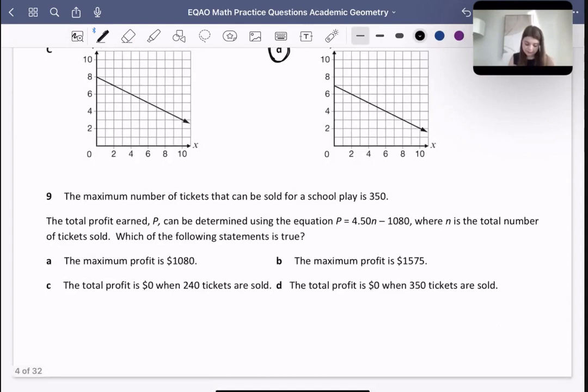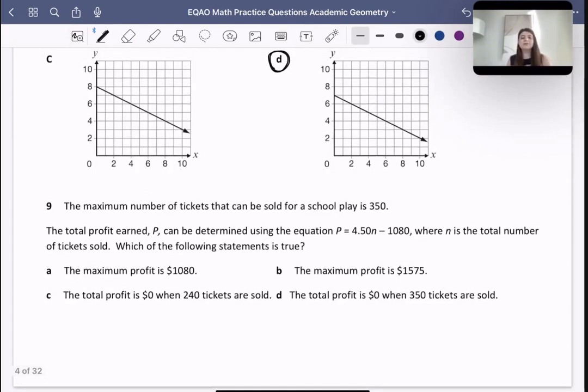Good. All right, let's go to number 9. Number 9 says the maximum number of tickets that can be sold for a school play is 350, right? Maybe there's only 350 seats in the gym or the theater room or whatever it is, so the maximum we can sell is 350.